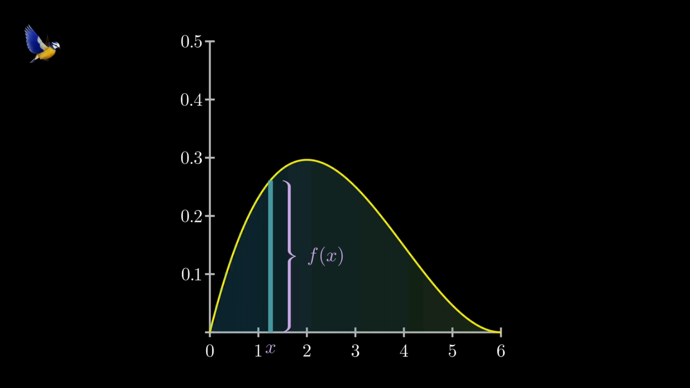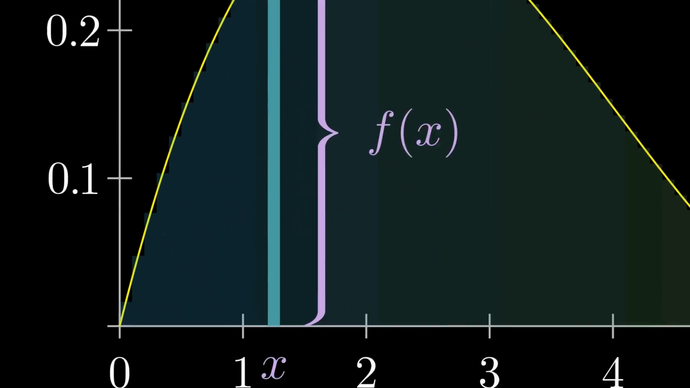Okay, and we know the height is just f of x, but for the width, we need to look a lot closer, and we see the width is this tiny little guy, which traditionally we call dx, which as usual means we're going to eventually limit this width to 0.